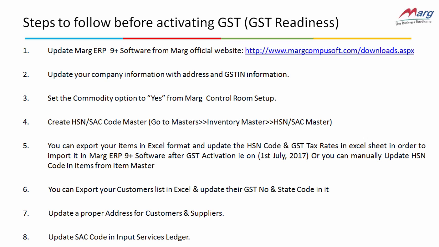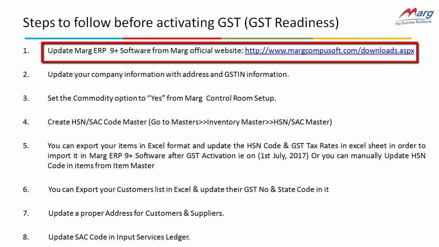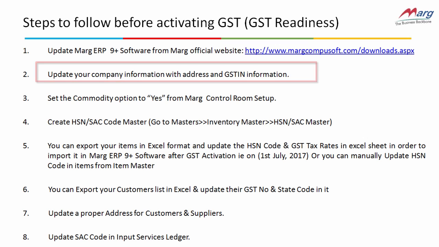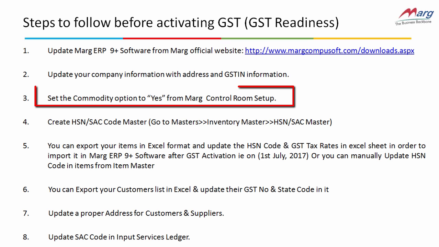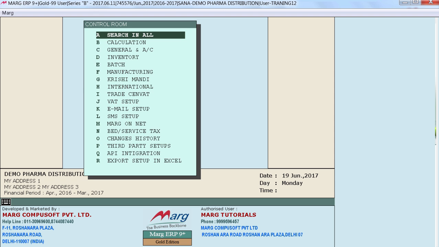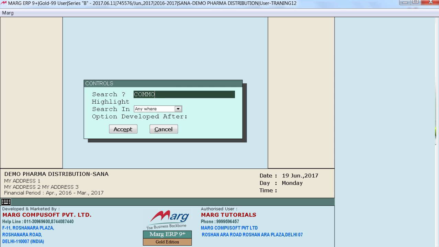So these are the steps that you need to follow before activating GST. So firstly, you need to update Marg software with the latest version from Marg's official website. Then you have to update your company information with proper address and GSTN number from the company creation window. Then from Marg control room setup, you have to set the commodity option to yes. For that you will go to masters, Marg setups, control room, and in search and all search for commodity.